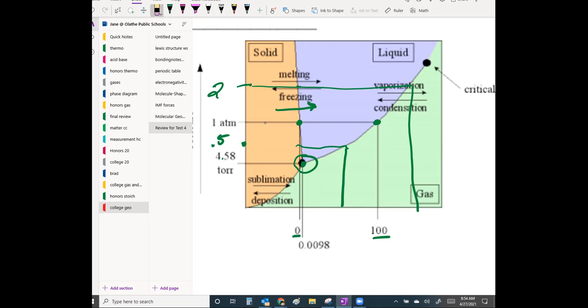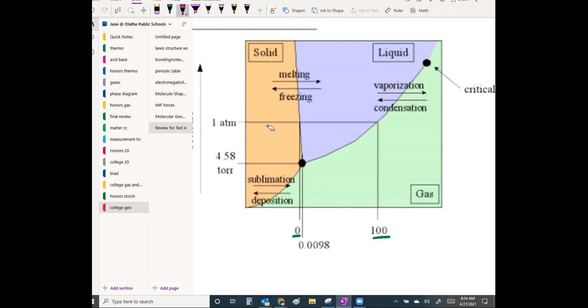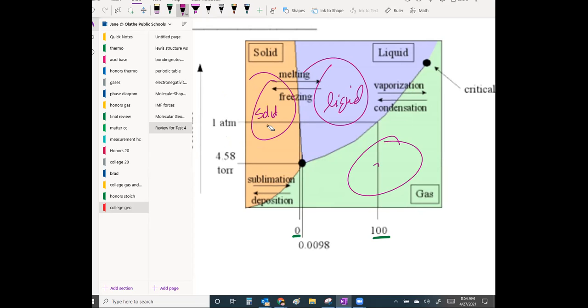So on a test, you probably would be asked something like, what goes here? What goes here and what goes here? Well, what do we put in here? We put solid. What do we put in here? Liquid. And we put gas in here. Okay? All right. Now, I think we have covered absolutely everything.